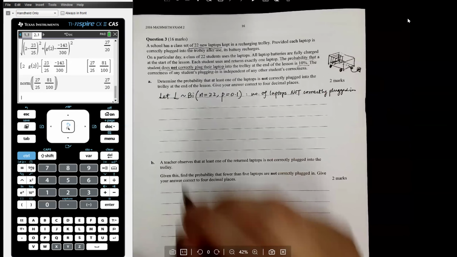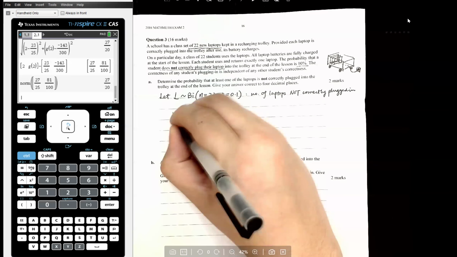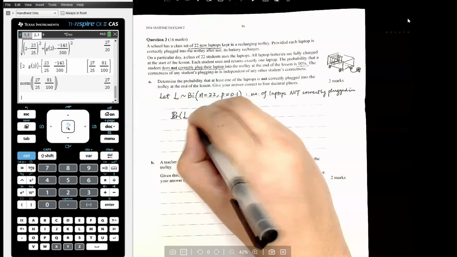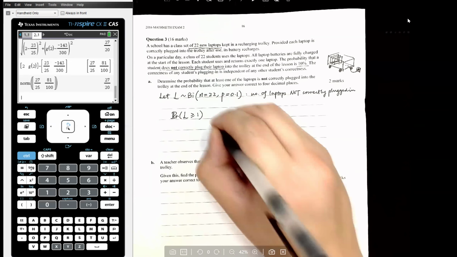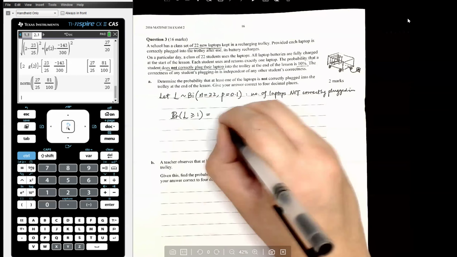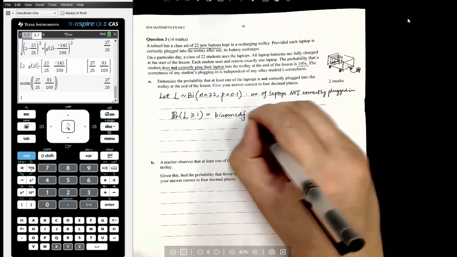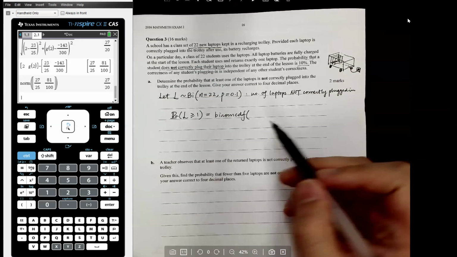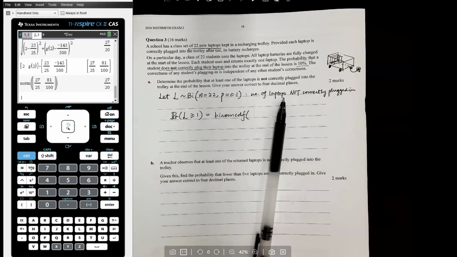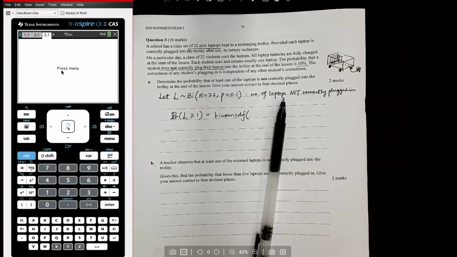Okay, and then we want this L at least 1. So we would like to find the probability of L greater than or equal to 1. You might want to use 1 minus probability L equals 0, but because you have a binom CDF, well, you are not encouraged to write the CAS calculator syntax on your paper. But anyway, I'll just use the calculator syntax here.